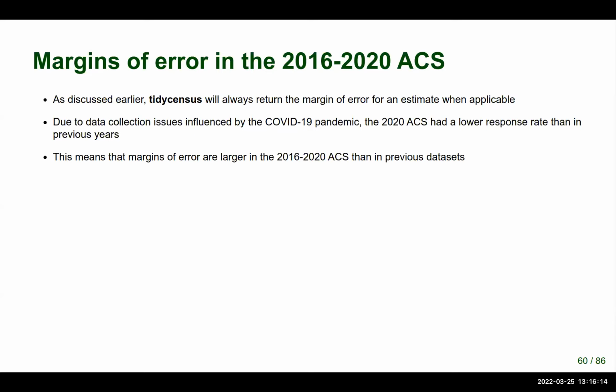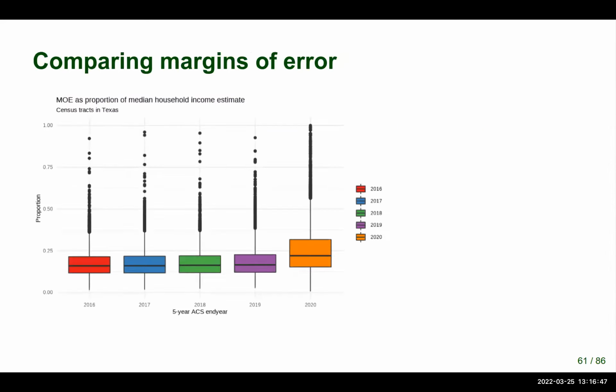Mentioned this earlier, but due to the COVID-19 pandemic, census had a real tough time conducting the 2020 ACS, and the response rate was only about 2/3 of what it typically is for other ACS years. What this means is that your margins of error in the 2016 to 2020 ACS incorporate this additional uncertainty from the smaller sample size in 2020. And so your margins of error tend to be proportionally larger than in previous data sets.